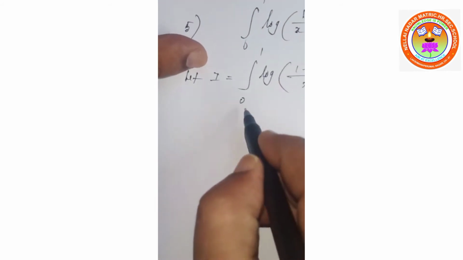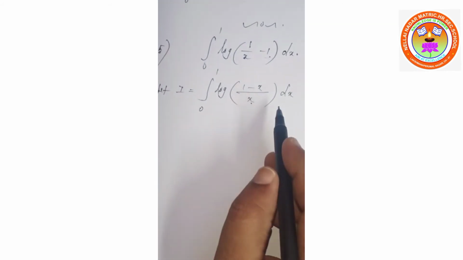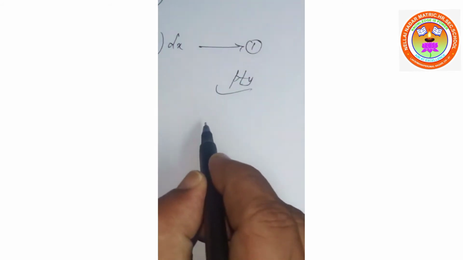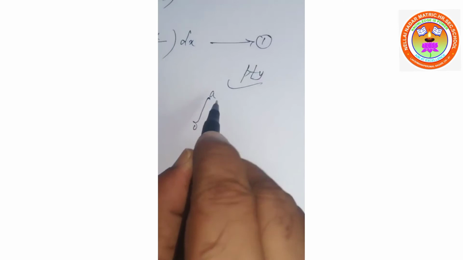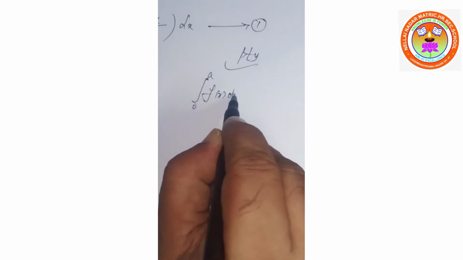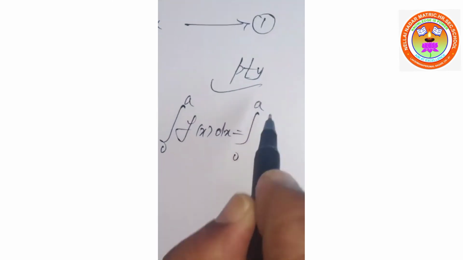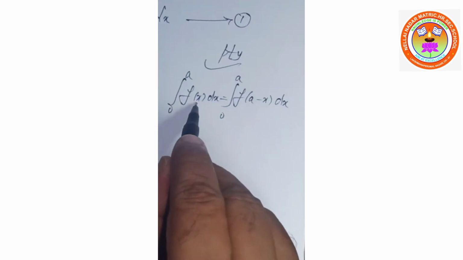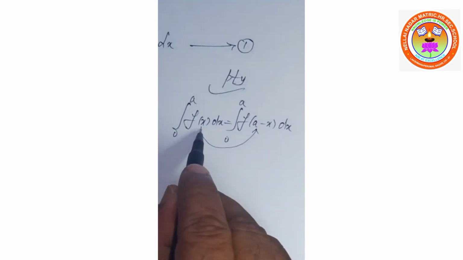So this is of the form integral 0 to a f of x dx. I write the property over here, there's a property. Integral 0 to a f of x dx is equal to integral 0 to a f of a minus x into dx. So x becomes a minus x.